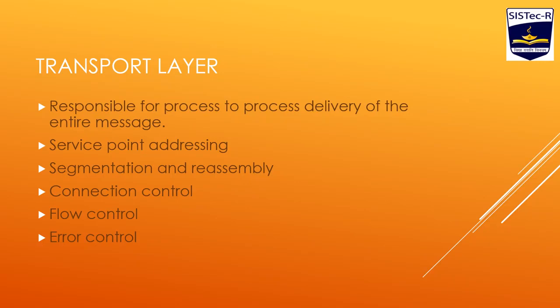Then the transport layer of one machine will establish a connection to the transport layer of the other machine, and that connection will last until the transmission is finished. That connection will be live, and after the transmission is done, the connection will be closed by the layer. This is called connection control. Flow control, I have also already explained. Error control, already explained. Thank you.